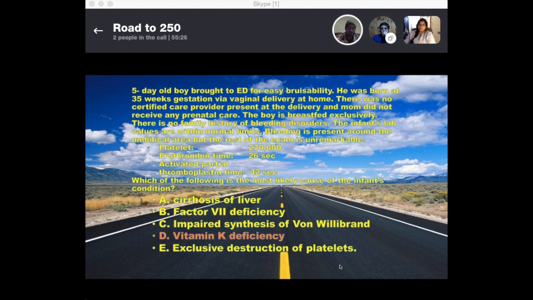And what you notice, this kid's only 5 days old, and he's just brought in for bruisability. Many of these other ones, minus A, all of these others would manifest if this kid had an accident where he was cut on the arm or something and would not stop bleeding. This kid was bruising easily. He doesn't have proper coagulation factors. Yeah. Good question.